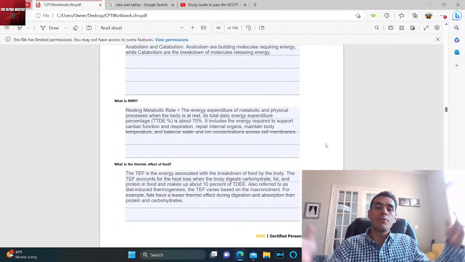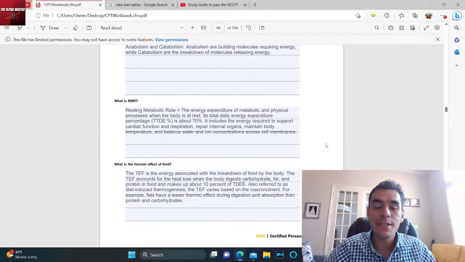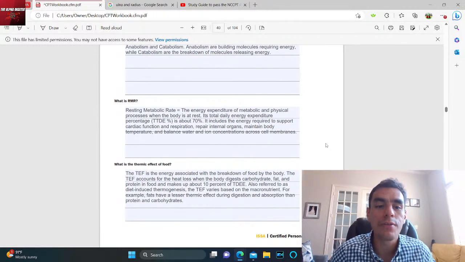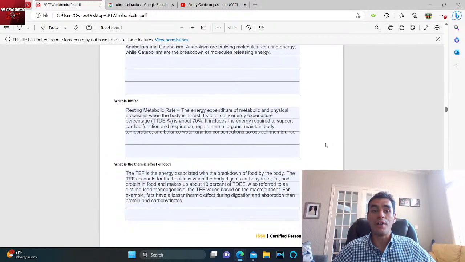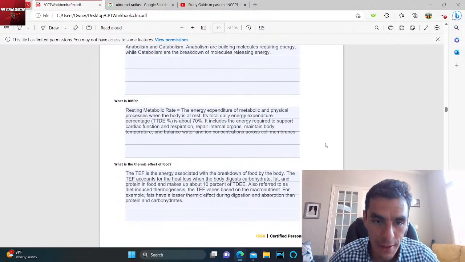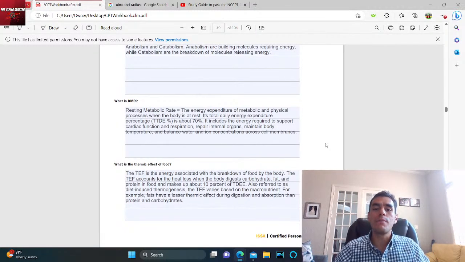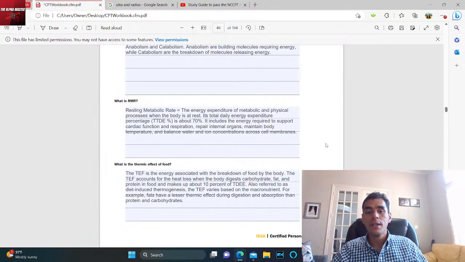Resting metabolic rate. What is resting metabolic rate? It is the energy expenditure of metabolic and physical processes when the body is at rest. That's resting metabolic rate, RMR. Its total daily energy expenditure percentage is about 70%. It includes the energy required to support cardiac function and respiration, repair internal organs, maintain body temperature, and balance water and ion concentrations across cell membranes.